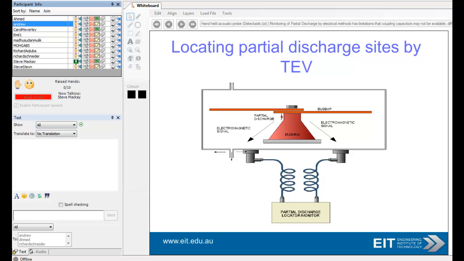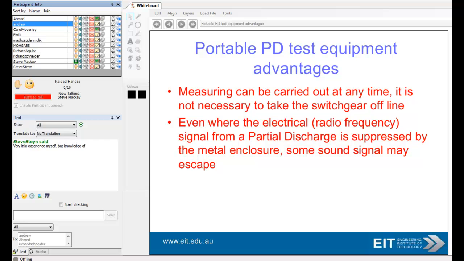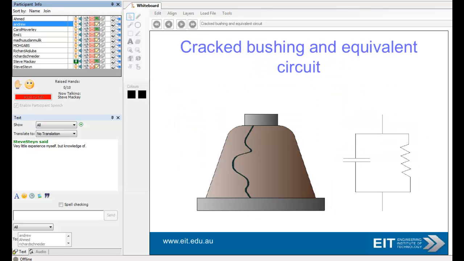There's a sort of diagram. And then obviously you can do testing with various, okay, yeah, thanks. A little experience, yeah, knowledge of. So you can do testing with acoustic methods. There's a discussion there on acoustic methods. Quite useful. You obviously don't want to take a switchgear offline.